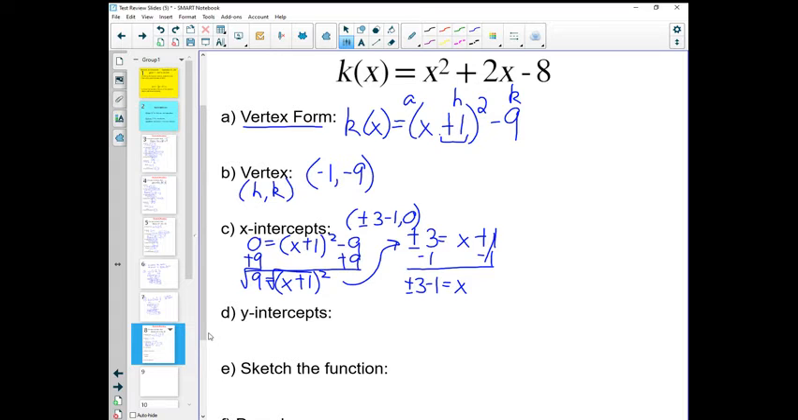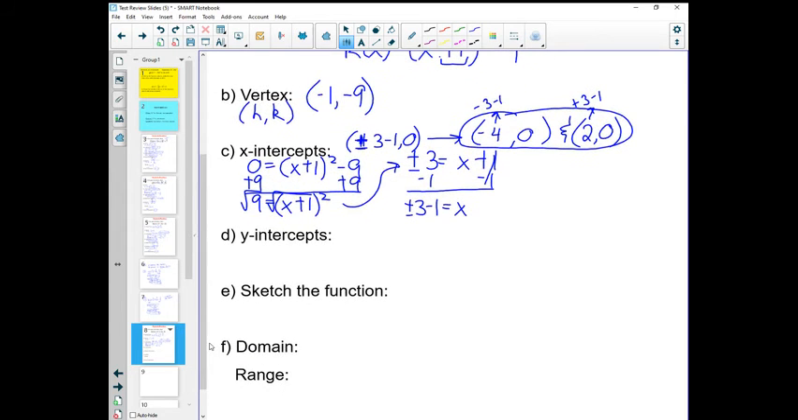Because that was a perfect square, I was able to get 3 out. I'm going to go ahead and simplify this a little bit. -3 minus 1 is -4. And positive 3 minus 1 is 2, comma 0. So this one came from -3 minus 1, and this one came from positive 3 minus 1. That was just breaking apart that x-intercept. So those are your x-intercepts: (-4, 0) and (2, 0).